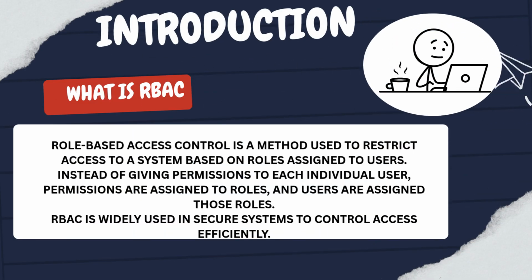Role-Based Access Control is a method used to restrict system access based on roles assigned to users. In traditional systems, permissions are assigned directly to each user. But in RBAC, permissions are assigned to roles, and users are assigned those roles. This makes the system more organized and secure. RBAC is widely used in modern systems to manage access efficiently.